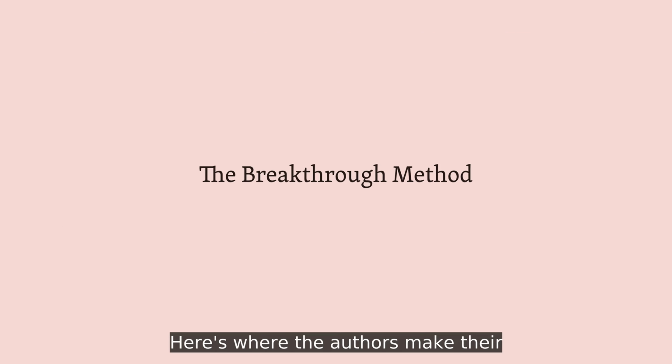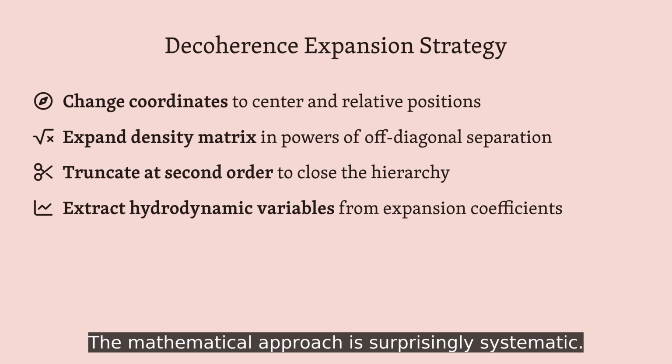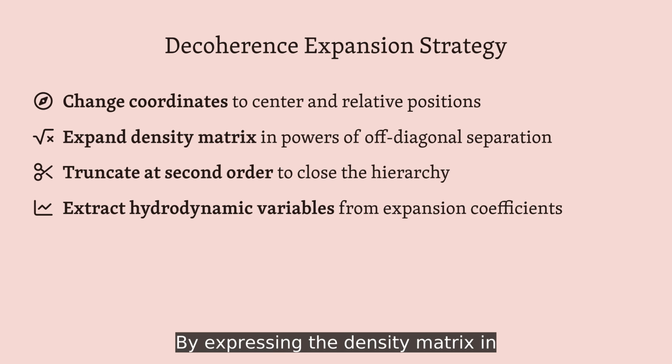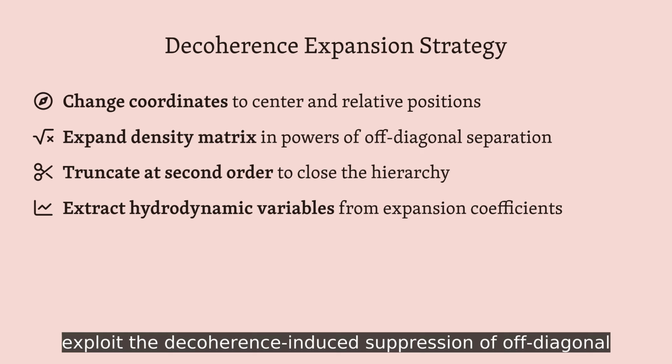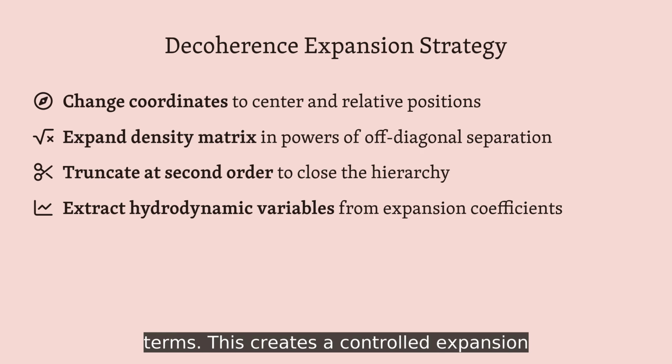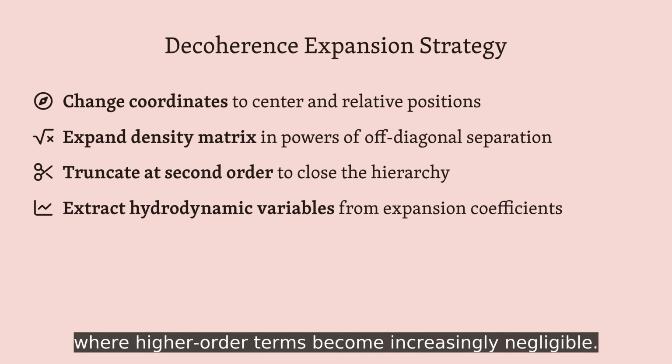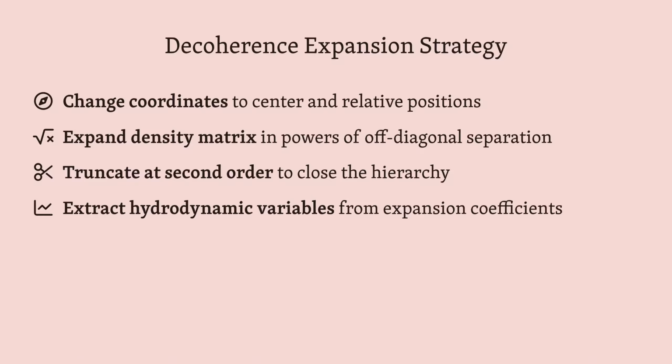Here's where the authors make their crucial theoretical breakthrough. The mathematical approach is surprisingly systematic. By expressing the density matrix in center of mass and relative coordinates, they can exploit the decoherence-induced suppression of off-diagonal terms. This creates a controlled expansion where higher-order terms become increasingly negligible.